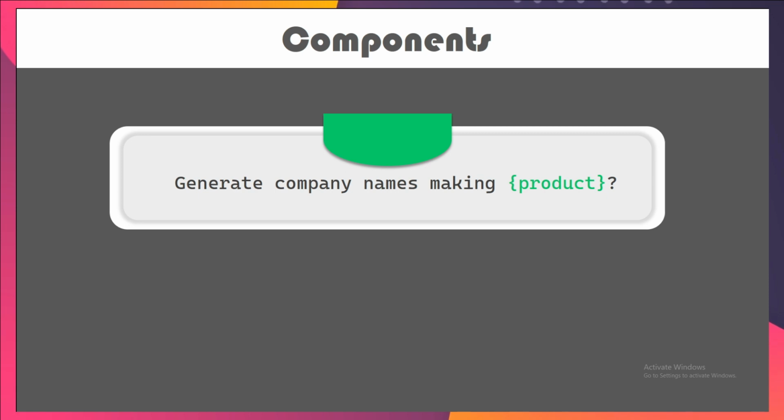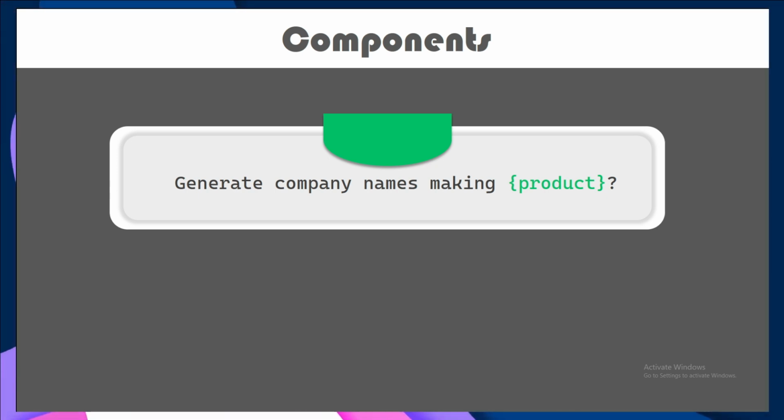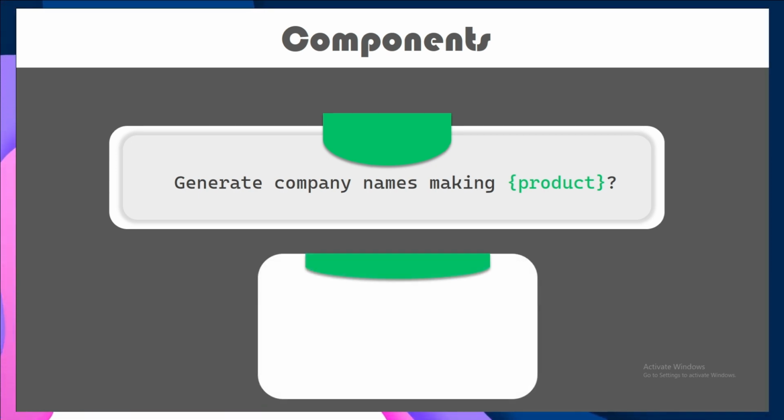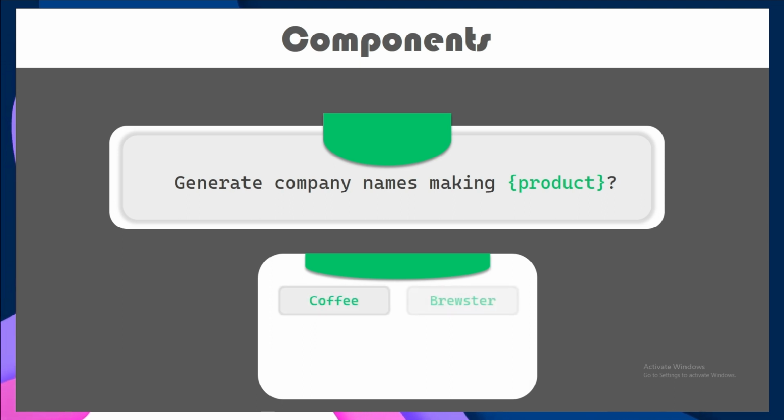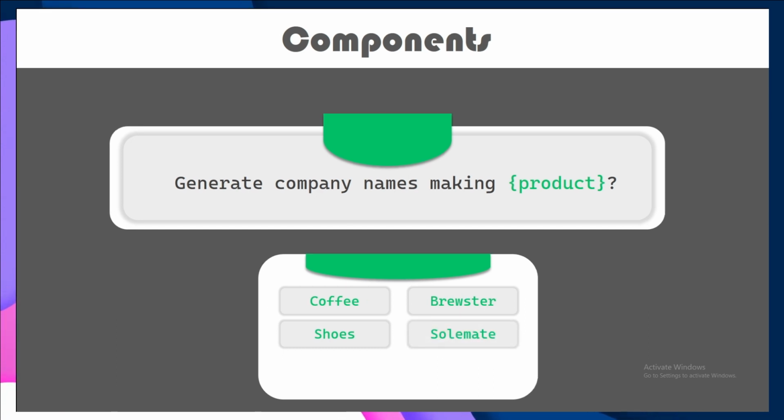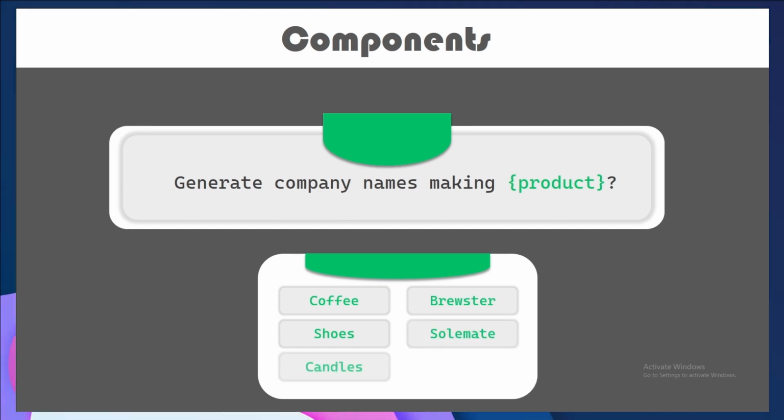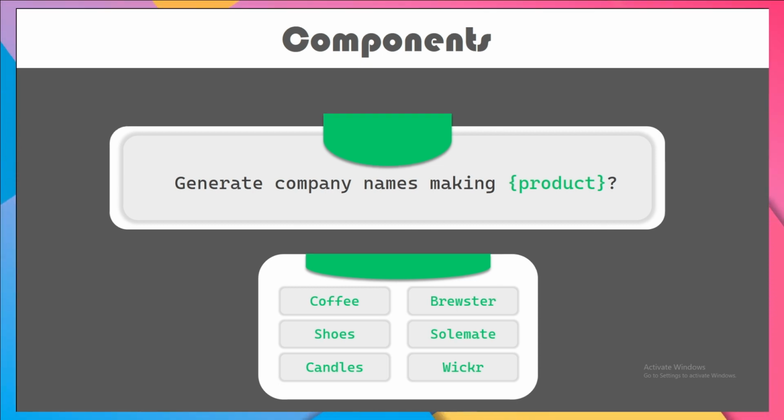Let's understand the whole scenario with an example. I work as a naming consultant for new companies and my task is to produce names for the companies based on the product they make. Here are some examples. If the product is coffee, the name is going to be Briefster. If the product is shoes, the name is going to be Solomat. And finally, Wicker will be the company name if they are producing candles. So keeping this concept in mind, let's implement the same example in Langchain.